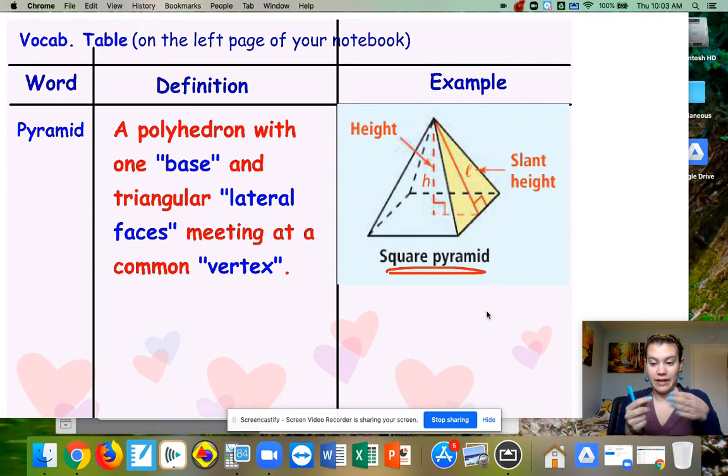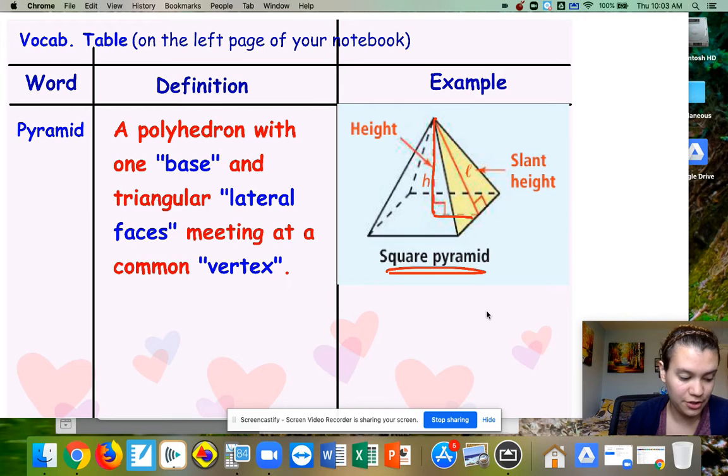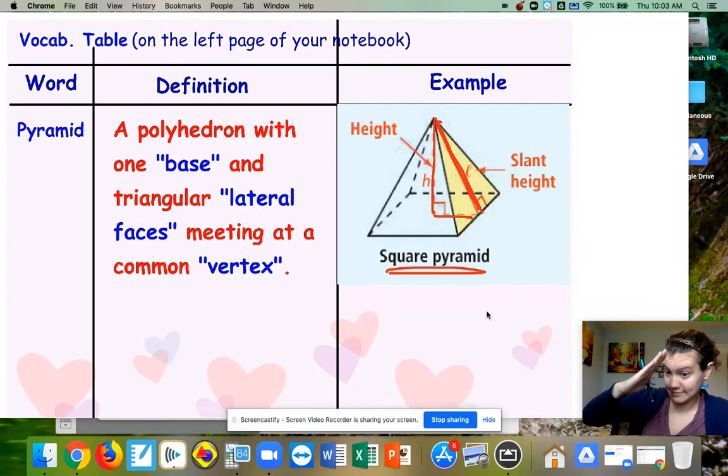But again, you can have any shape on the bottom as long as you have triangles coming up to a point. Here, your height is coming from the top straight down, and it has to be 90 degrees to your base. And then your slant height is the height of like the triangles on the side. So like the height like this. So this would be your regular standard height, up and down. Your slant height is the slanted height.